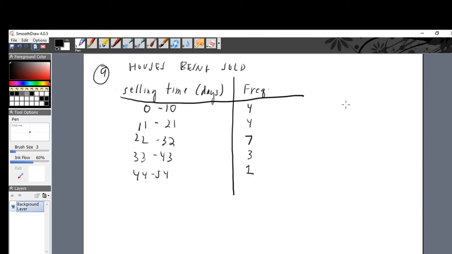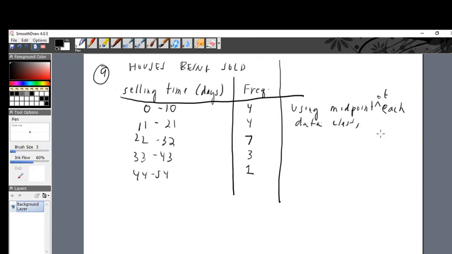Okay, so now there's a narrative going on over here. It's the Alex Now Explains, right? Let me cordon this off. Let me give you the English narrative that Alex will give us for a problem like this. Using the midpoint of each data class, these are classes, I'll tell you about the midpoint pretty soon, estimate the mean, meaning the average, selling time.